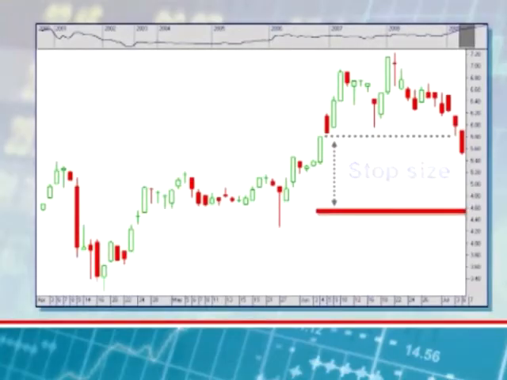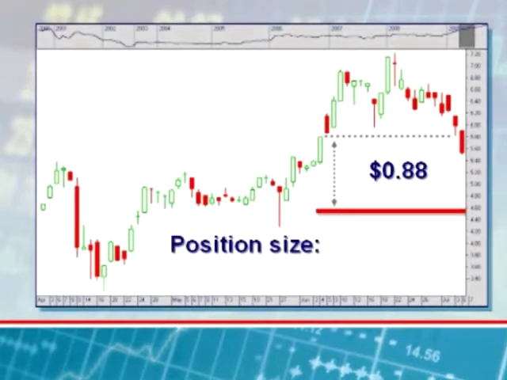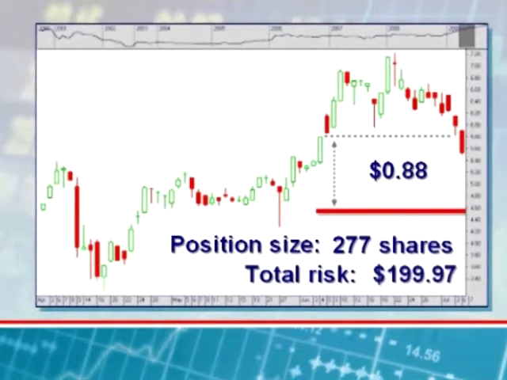In this case, the stop loss is set at a size of 88 cents. So if, for example, we buy 227 shares, we limit our loss, should the trade go against us, to under $200. Key point is, we limit the loss.